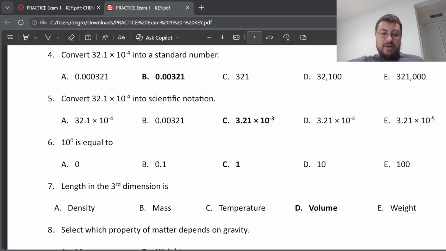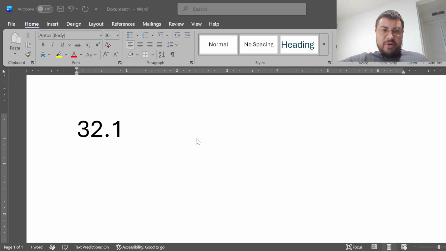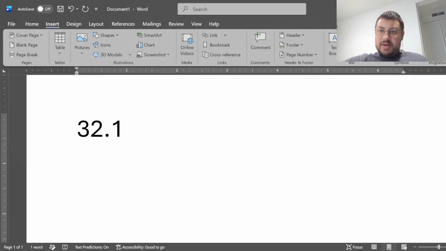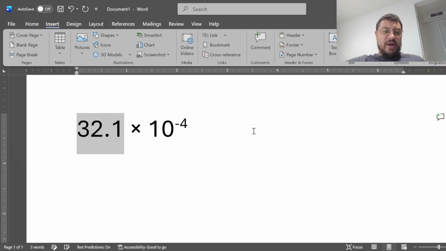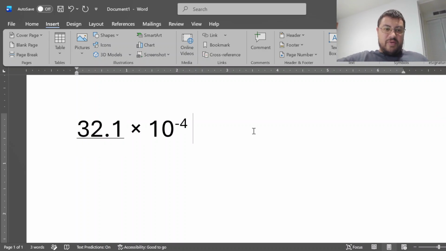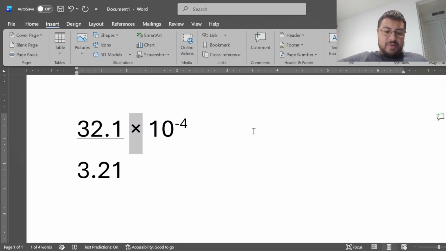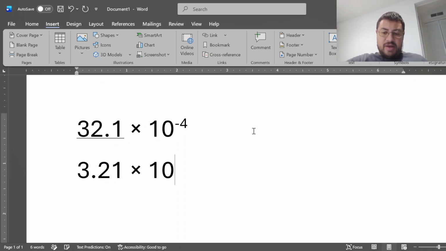Let me do that on this separate screen. One second. Okay, so 32.1 times 10 to the minus 4. This part that I'm going to underline right here, we could rewrite this as 3.21 times 10 to the 1 power. You just leave it as 10, or 10 to the 1 power, whatever makes more sense to you.